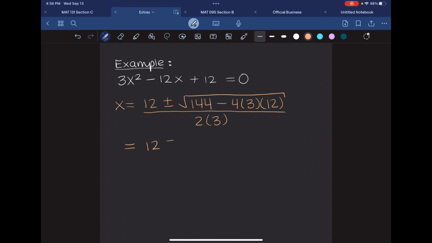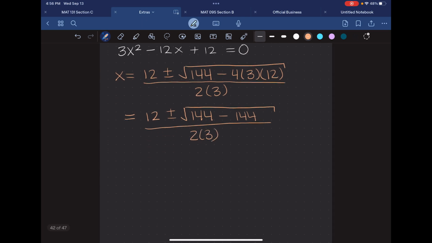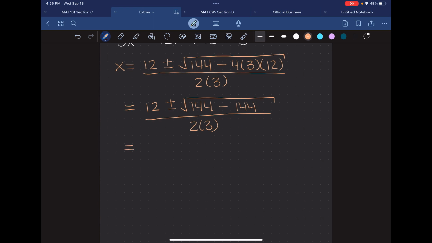When we go to solve this, we notice another funky thing. When I go to take the square root, I've got 144 minus 4 times 3 times 12, which gives me 144 again. And so, in this next step, we end up getting the square root of 0, right? And so this whole piece goes to 0. The square root of 0 is 0. And so we just end up with one solution, which is 12 divided by 2 times 3, which is 6. And so we get one solution of 2.